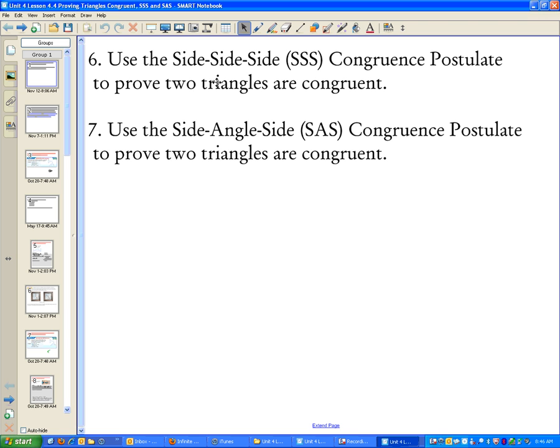So, in section 4.4, we have 2 learning targets. We're going to use the side-side-side congruence postulate to prove that 2 triangles are congruent. And then we're going to use the side-angle-side congruence postulate to prove 2 triangles are congruent. So turn on over to page 262. We're going to learn side-side-side and side-angle-side.